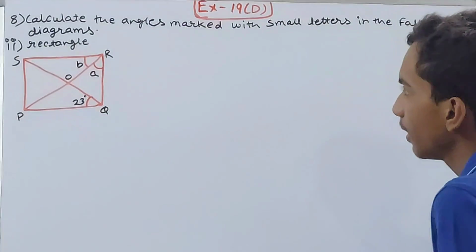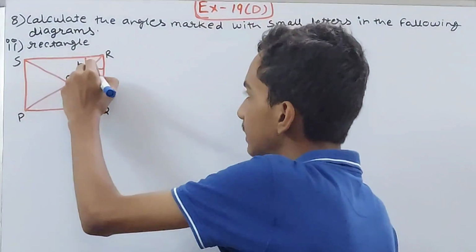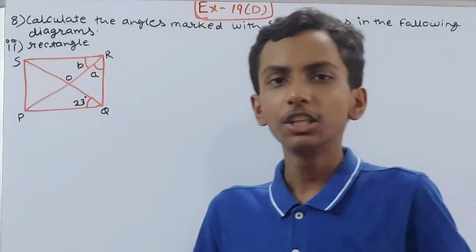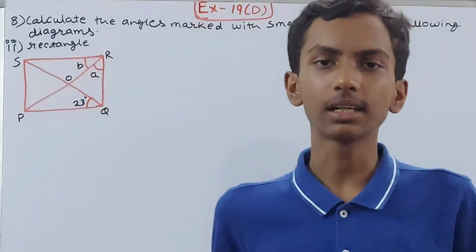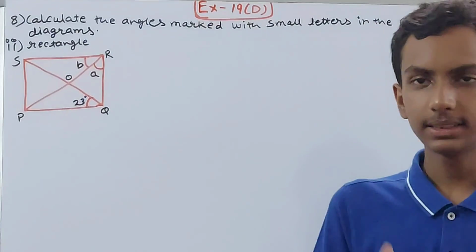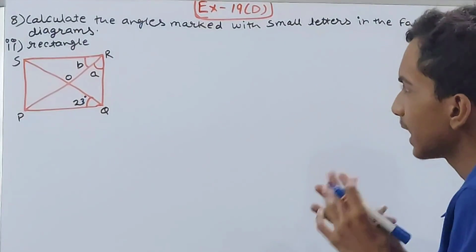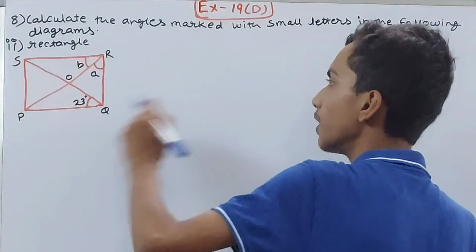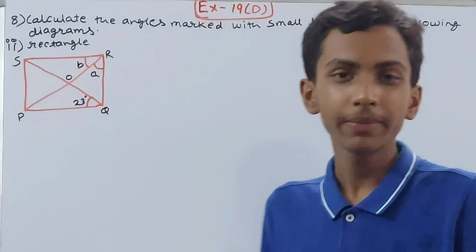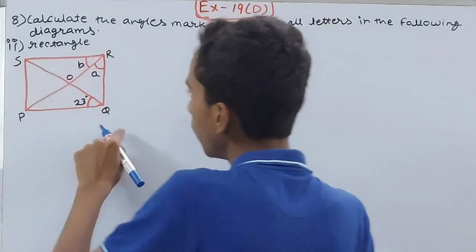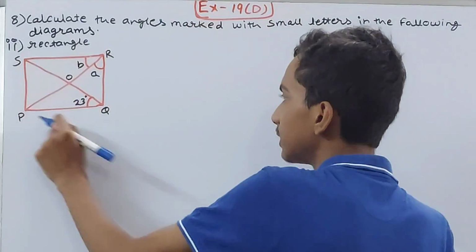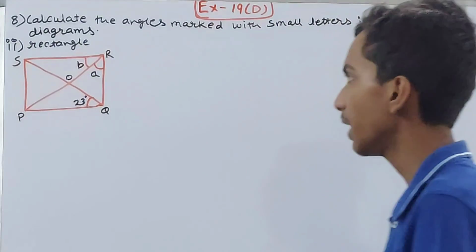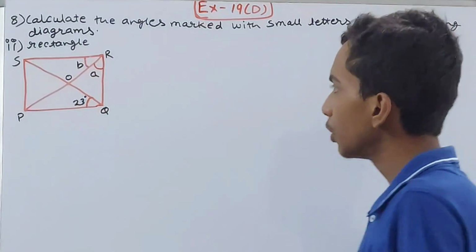In the next part, you have to find the angles A and B. The figure given to you is again a rectangle, and we have PQRS this time. Let's see what is given. First of all, this quadrilateral PQRS is a rectangle. Then, the measure of angle PQS, or PQO, whatever you want to take, is 23 degrees. So look carefully.